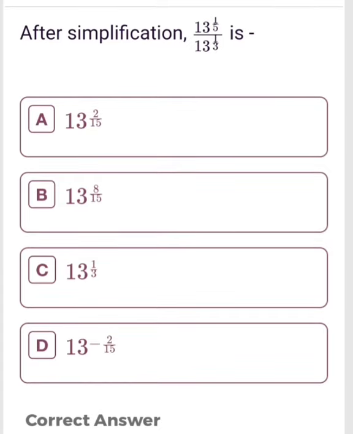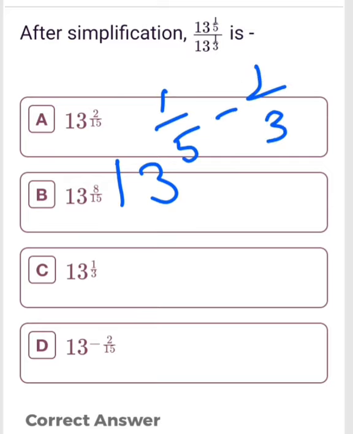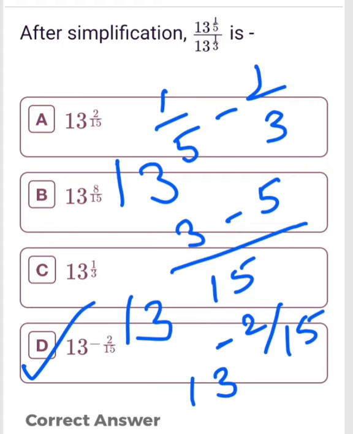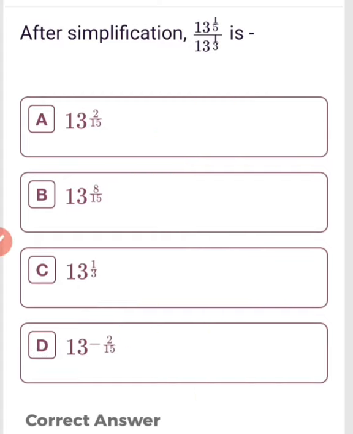Come on, next one. See here, 13 power 1 by 5 upon 13 power 1 by 3. Okay, so the base is the same and the division sign is given, then the powers should be subtracted. That is the law of exponents. 1 upon 5 minus 1 upon 3. So 13 power, this is your 15. 5 3s are 15, 3 5s are 15. This is minus 2. So 13 power minus 2 upon 15. Then D is your answer.